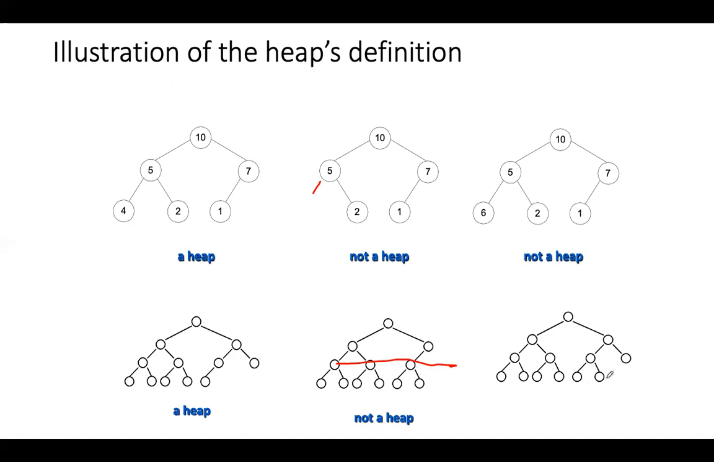Whether it is a heap or not. Again, here the tree is complete. This node is complete. This is complete. This is also complete. This node is there. Anyway, its children are not there. Still, it is a heap.